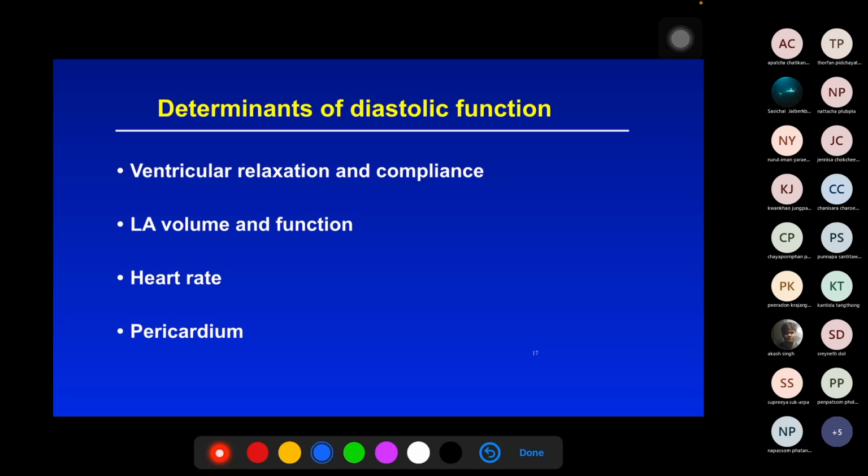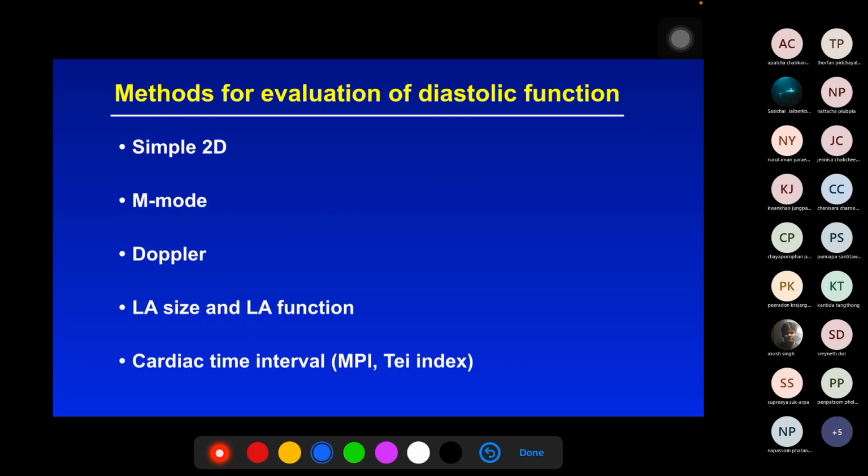Okay. We go to the method of how to evaluate the diastolic function. Any question before I take a deep dive into the diastolic function?